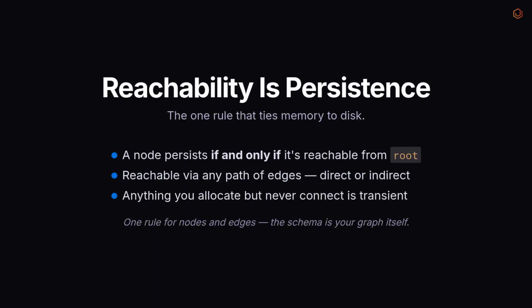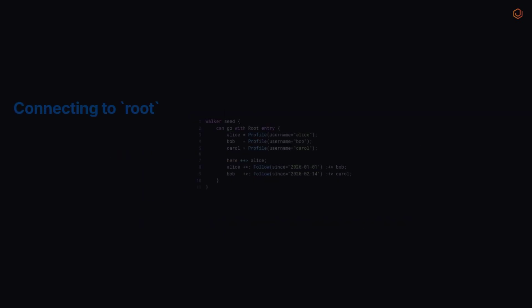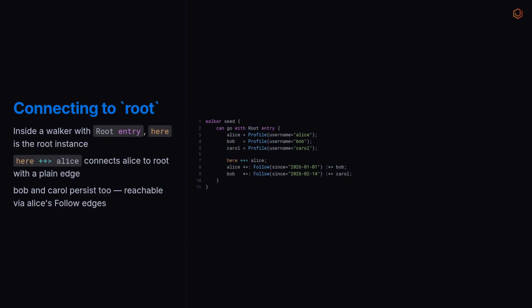Here's the rule. A node persists if and only if it is reachable from root. Reachable means there is some path of edges from root to that node. It can be a direct edge or a chain. The runtime doesn't care. Anything you allocate but never connect to root, directly or indirectly, is transient. It lives for the run and disappears. The schema is your graph itself. That's the whole rule.